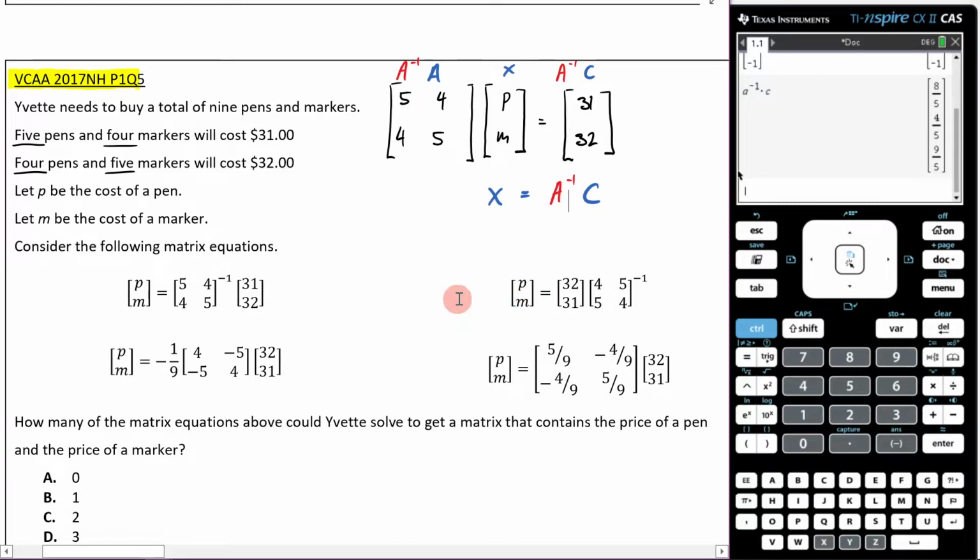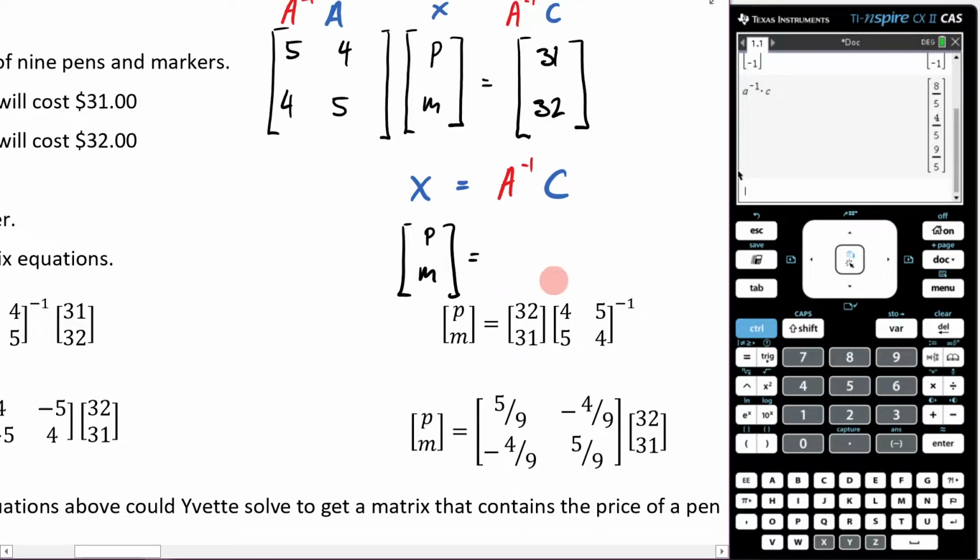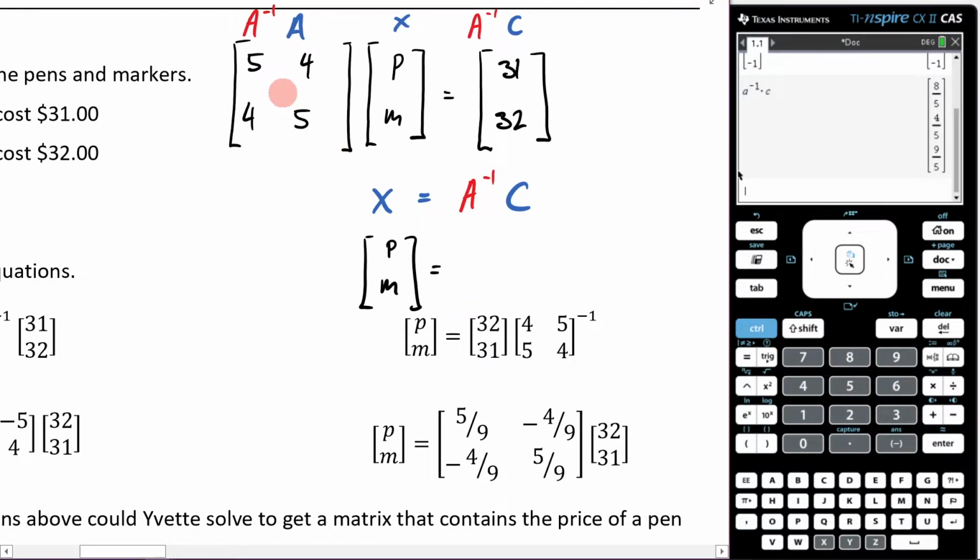So having a look here, if I was to rearrange this, what would it look like? It would look like I've got, and let me do this in black, P M, which is my X, is equal to whatever the inverse of A is. Now, what's the inverse of A? Well, we can figure this out kind of quickly. We can say it's 1 over the determinant. 5 by 5 is 25. 4 by 4 is 16. 25 minus 16 is 9. So this will be 9.